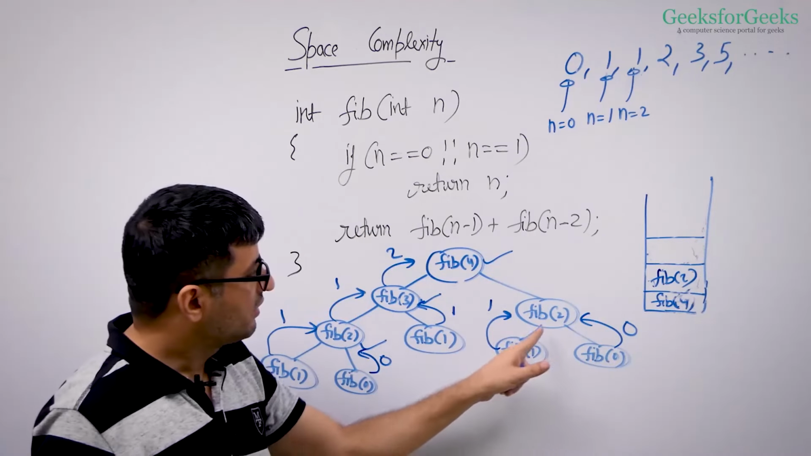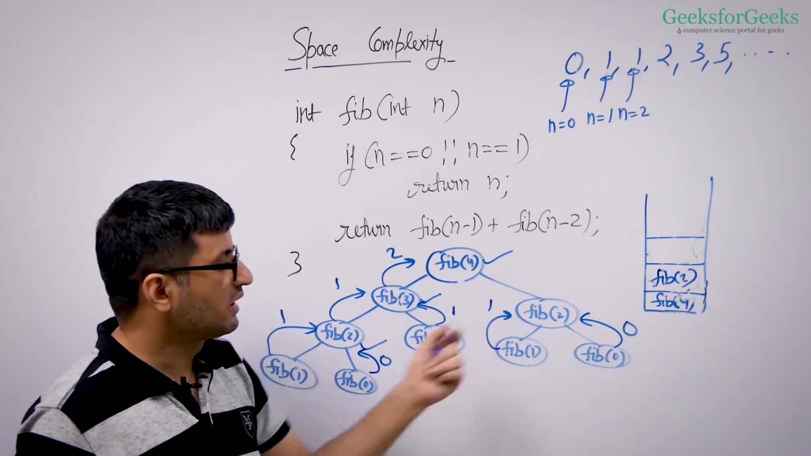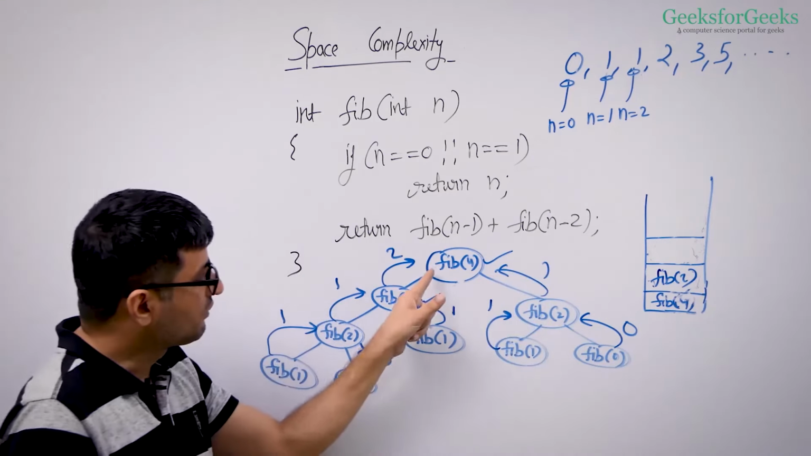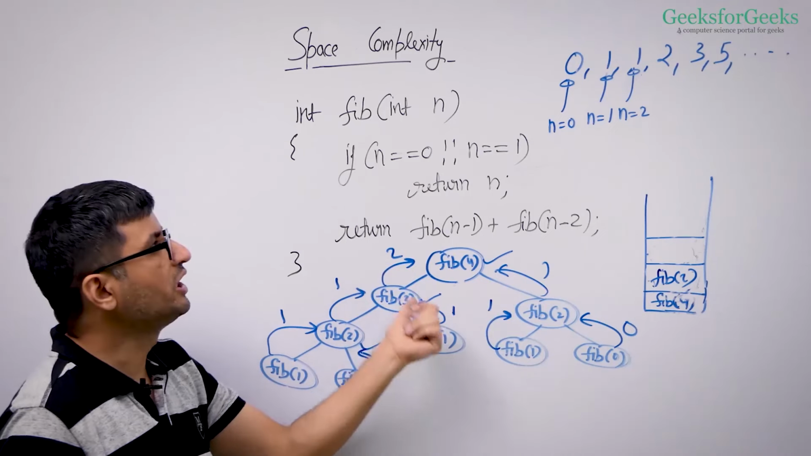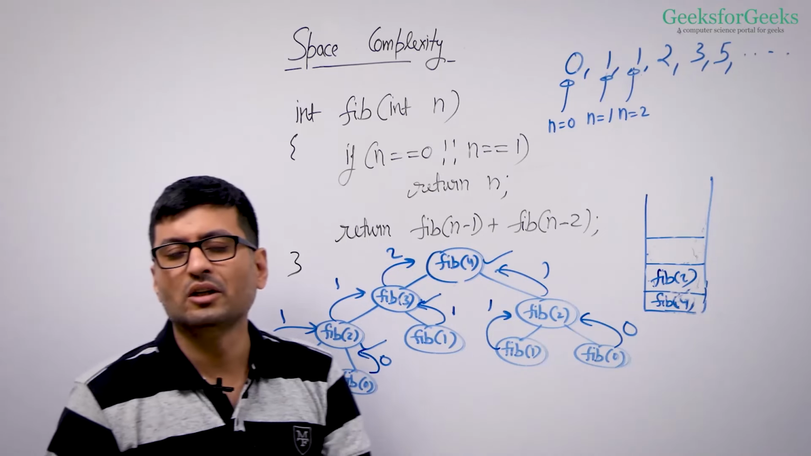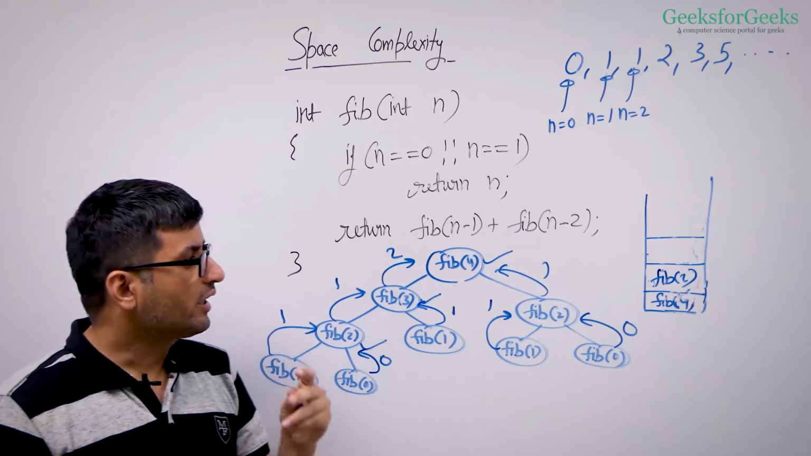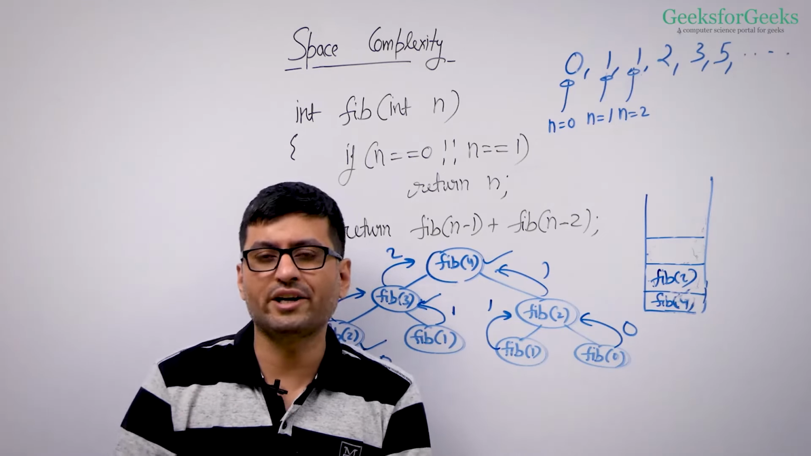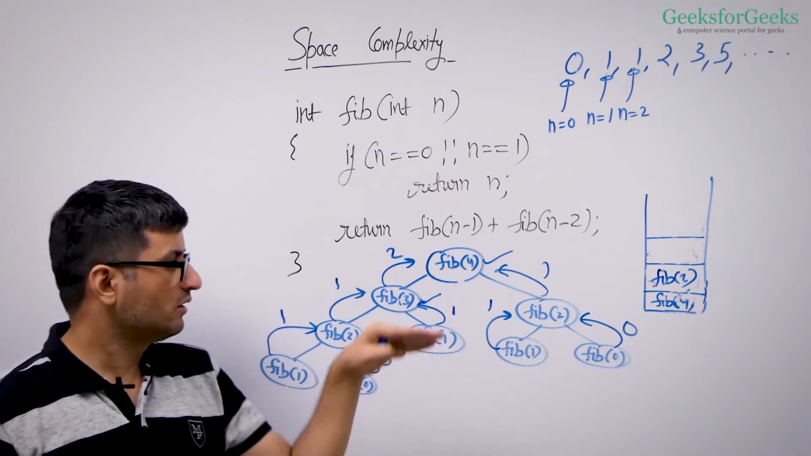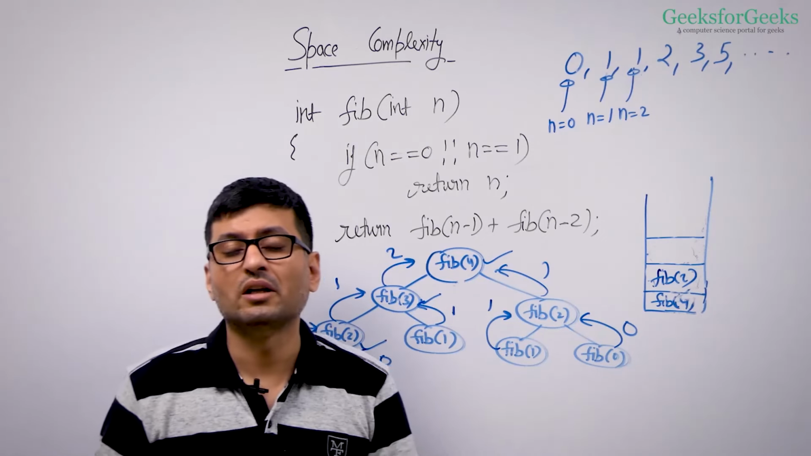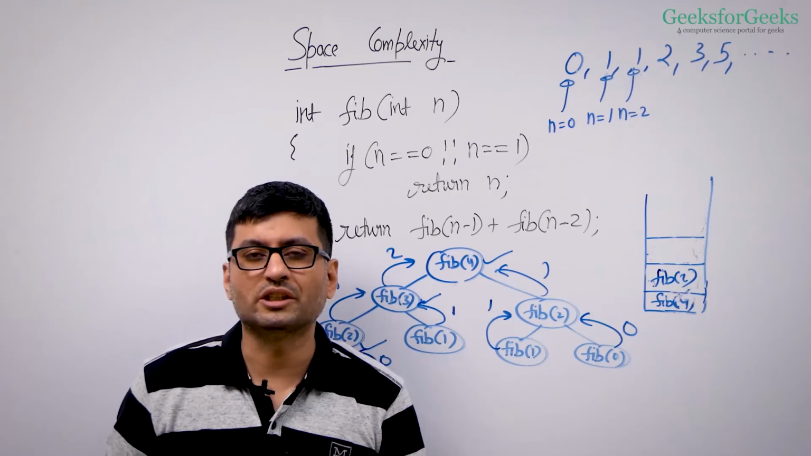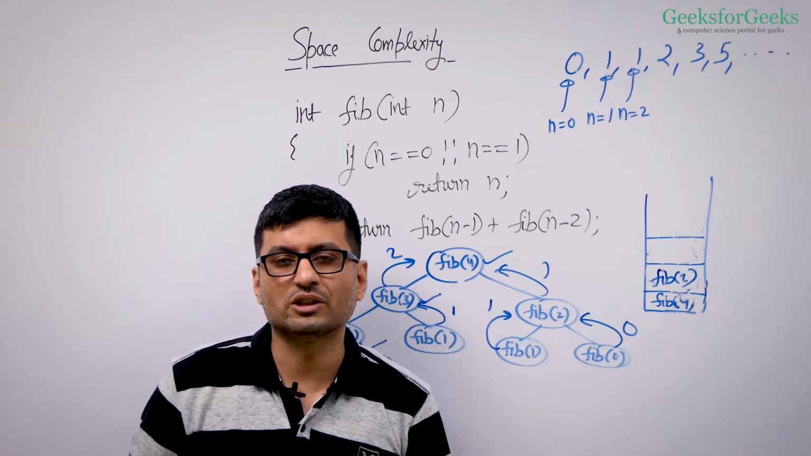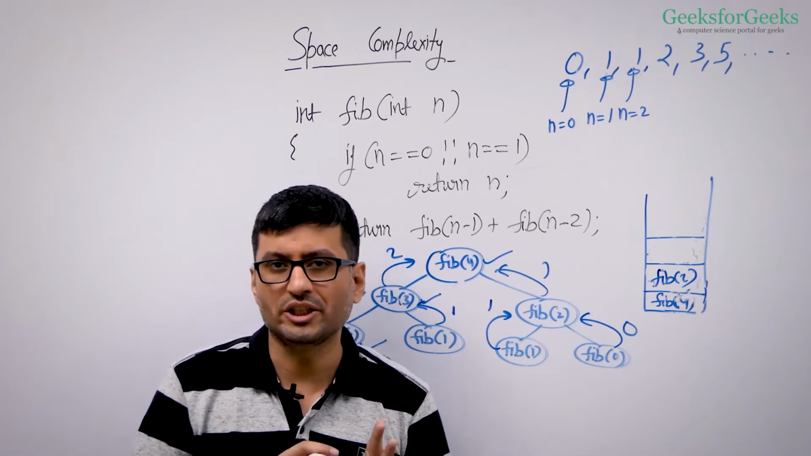Now the parent gets the control back, returns 1 plus 0, 1 to its parent. And this Fibonacci 4 returns 2 plus 1, 3 to the parent call. So we get 3 as an output. At any moment, we never required more than the height of this recursion call stack space in memory. That's why we say auxiliary space or space complexity required for this program is theta n.